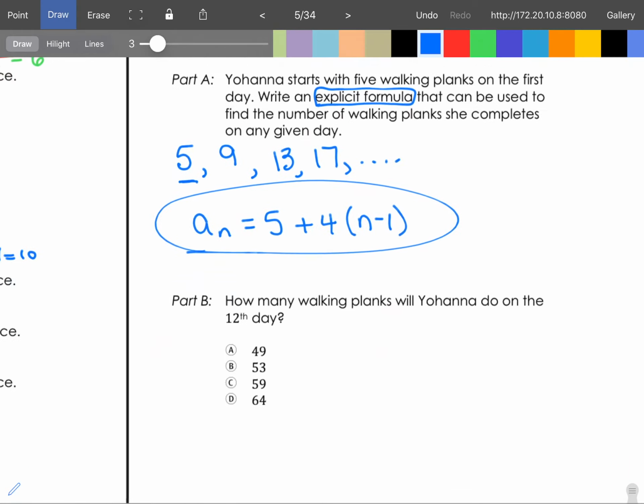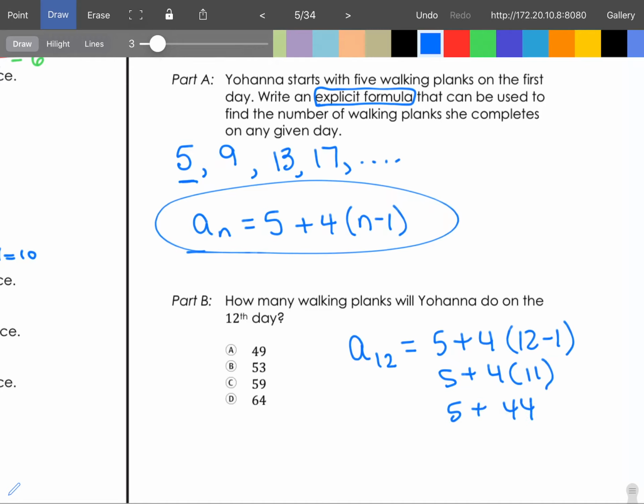You're done. How many walking planks will Johanna do on the 12th day? All right, well, let's use that formula we came up with. A sub 12 equals 5 plus 4 times 12 minus 1, which is 5 plus 4 times 11, 5 plus 44, which is going to be 49. So a sub 12 equals 49, which is answer choice A.